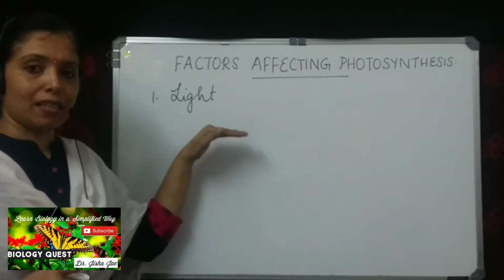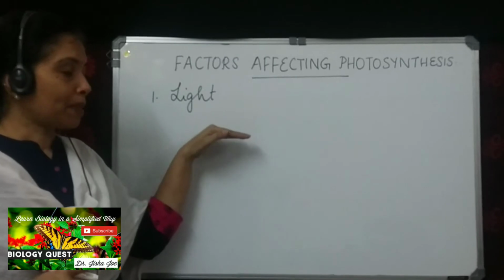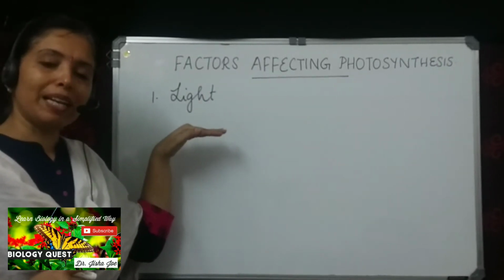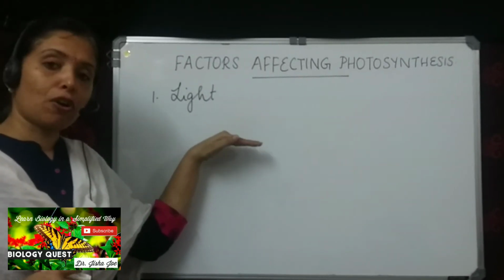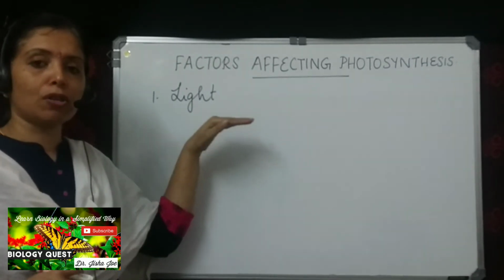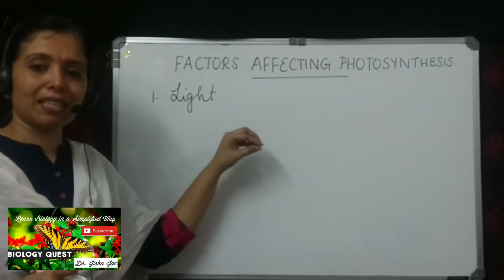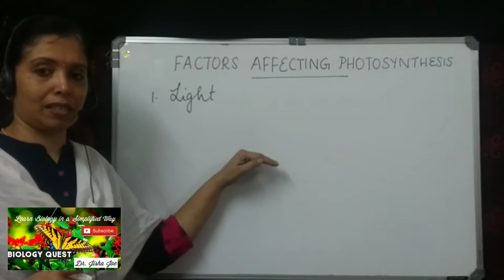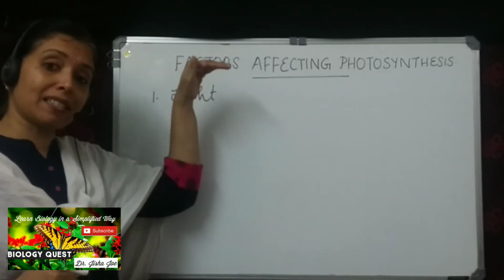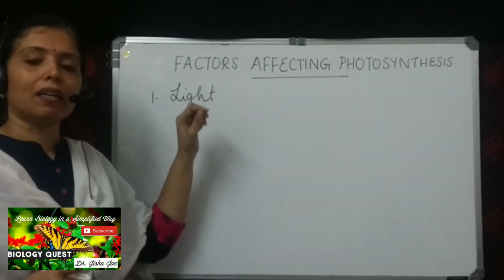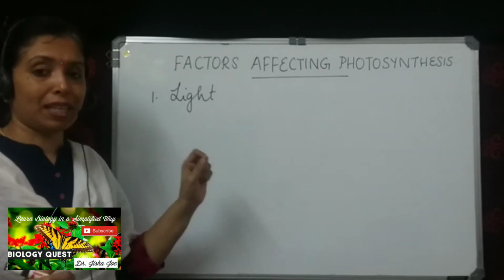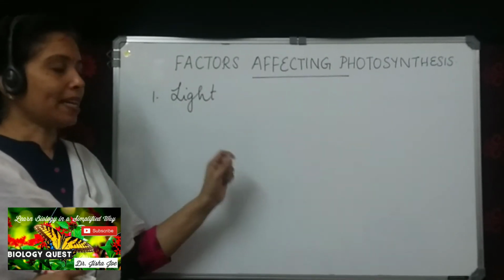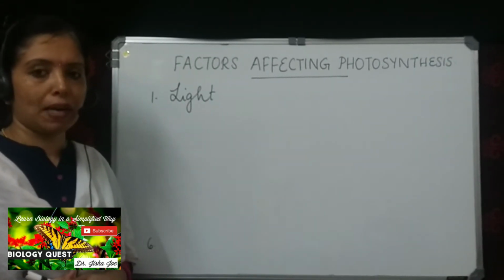So at that spot, what happens? The rate of photosynthesis will remain stable. It will not increase further because carbon dioxide concentration is acting as a limiting factor there. Even if we increase the light intensity, the rate of photosynthesis will not increase unless we increase the concentration of carbon dioxide.